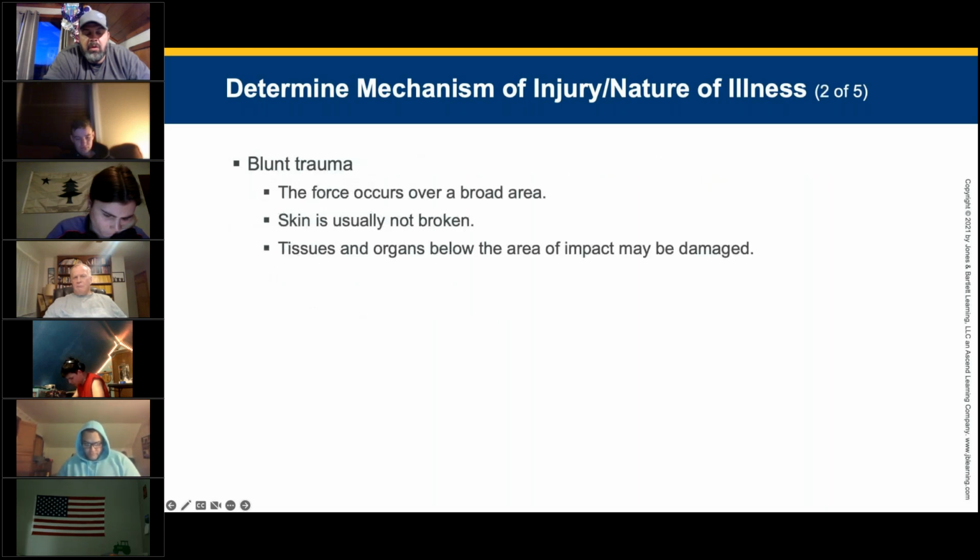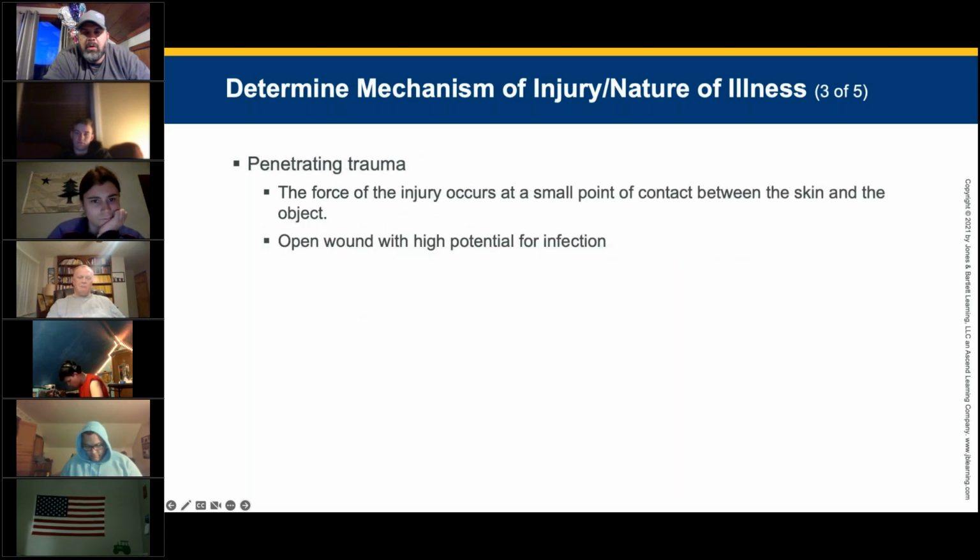Blunt trauma would be when the force occurs over a broad area. Typically, the skin is not broken, and the tissues and organs below the area of impact might be damaged. Penetrating trauma. The force of the injury occurs at a small point of contact between the skin and the object. This is where you're going to see the open wound, and you've got the high potential for an infection there.